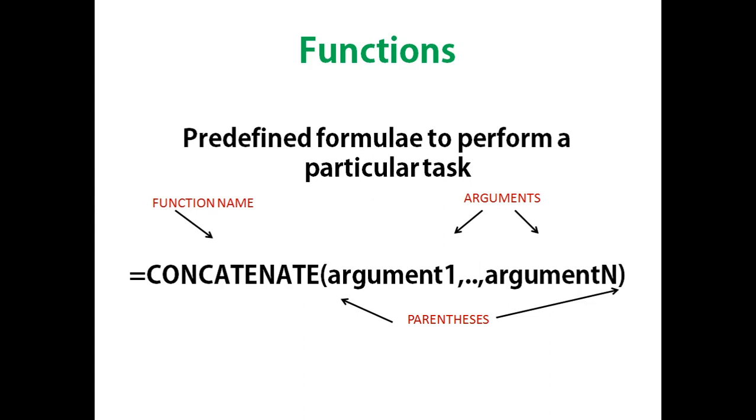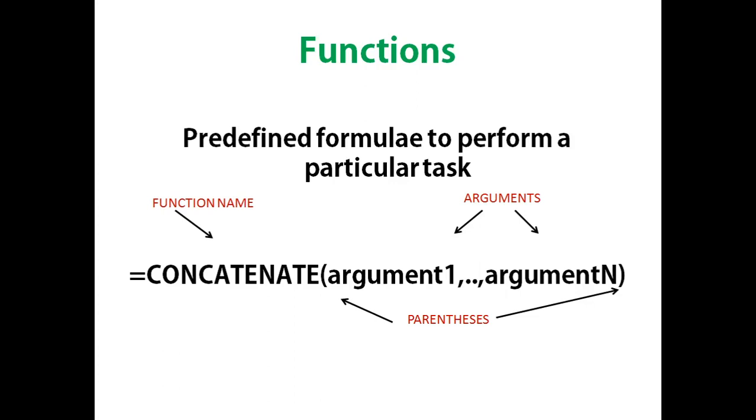First, you have the equal to sign. Then you have the function name, for example, concatenate in this case. Then you have the opening parenthesis with arguments after that, and then you have the closing parenthesis. The structure of a function is called its syntax. Different functions have different syntax.